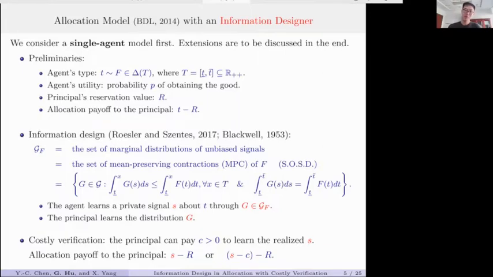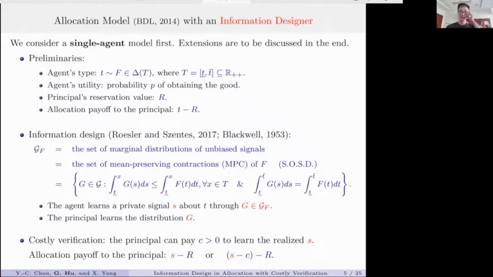If the principal pays the cost and checks the agent, then the allocation payoff is S minus C minus the reservation value R. Otherwise, if the principal does not check the agent, then the payoff is just S minus R if the good is allocated.